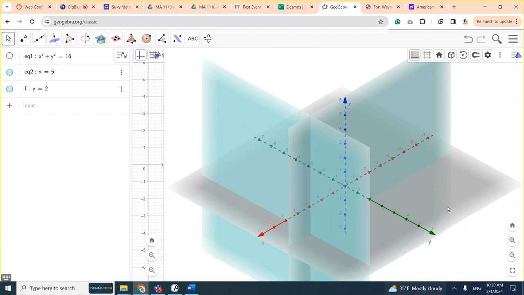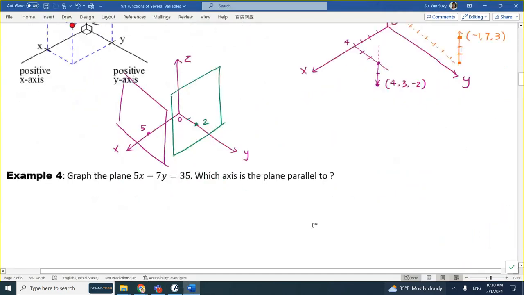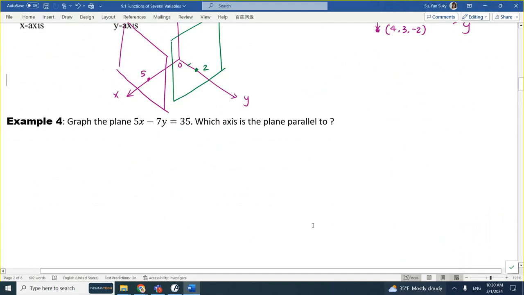Is that okay, everybody? Okay, so this is why I draw those 3 arrays. Yes, this is a 3D picture. And now let's do harder ones. How about the plane 5x minus 7y equals 35? Which axis is this plane parallel to?